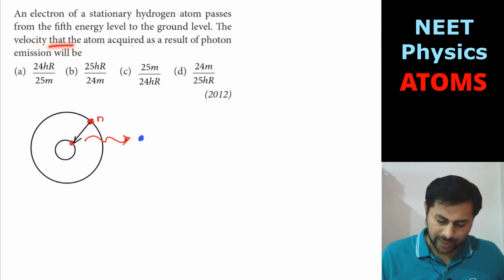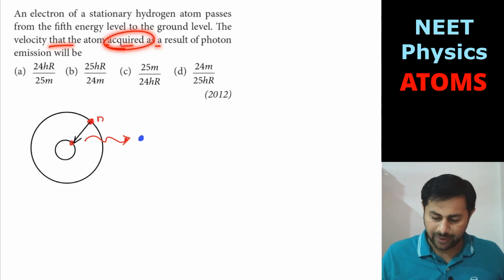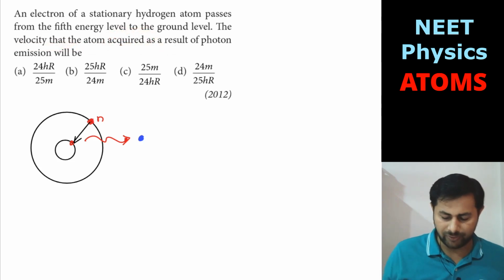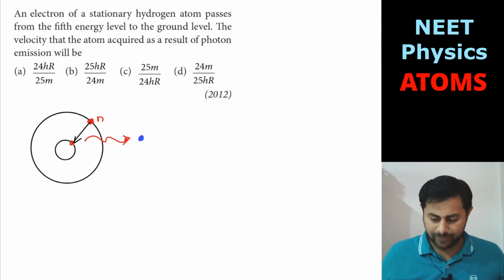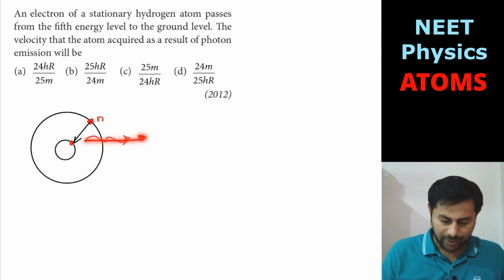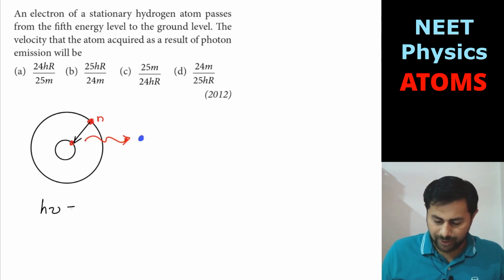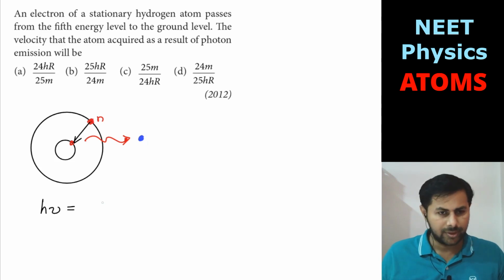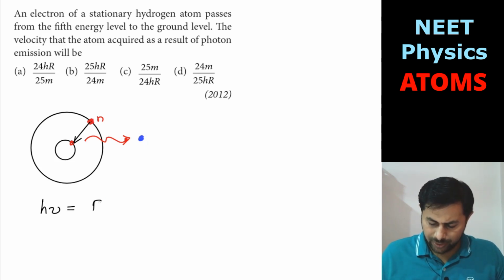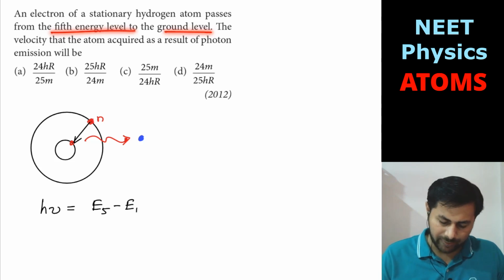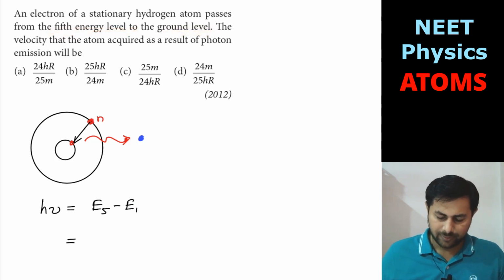So the velocity that atom acquired as a result of photon emission will be... So this is simple. You can find out the energy of this photon, right? Energy of photon h nu would be equal to what? h nu is equal to E5 minus E1, because it goes from the fifth energy level to the ground level, right?